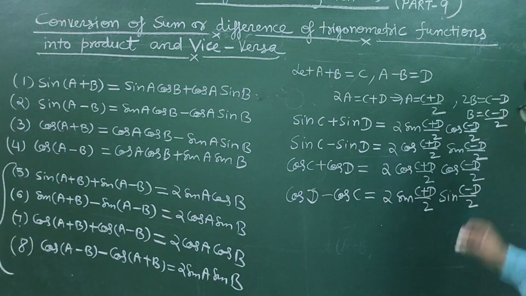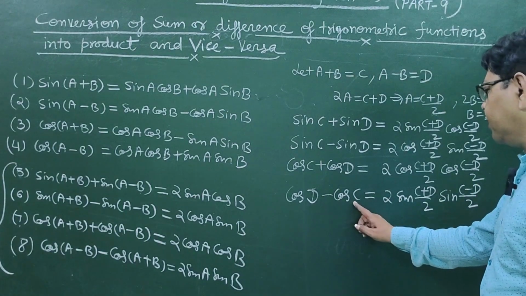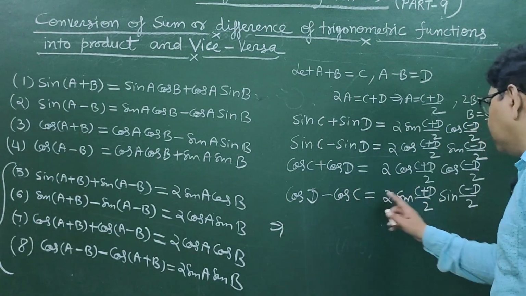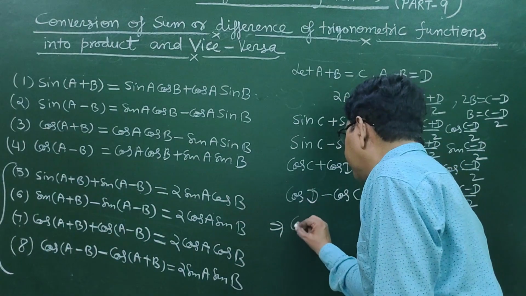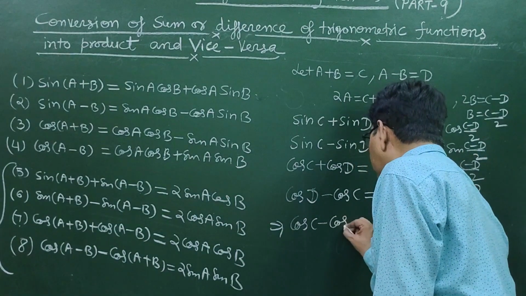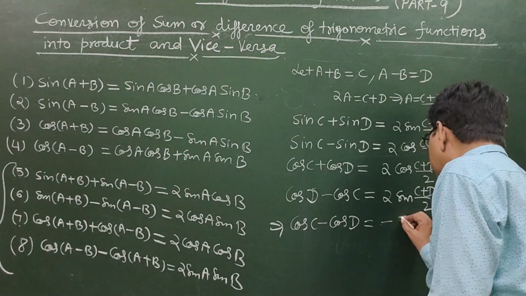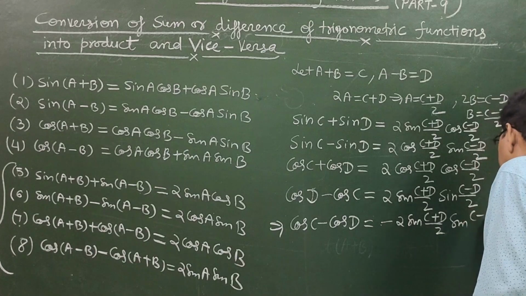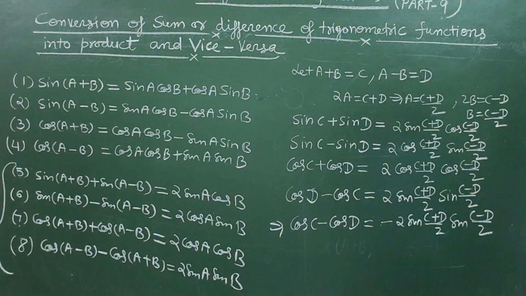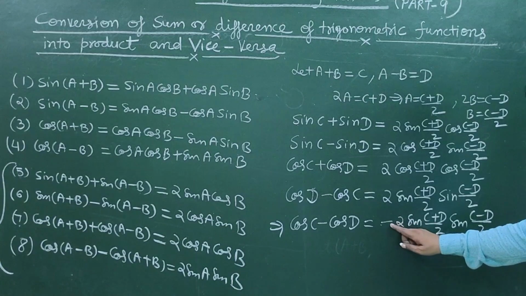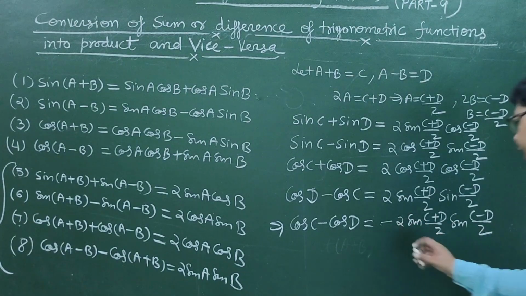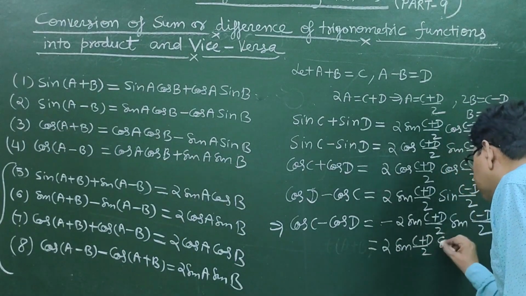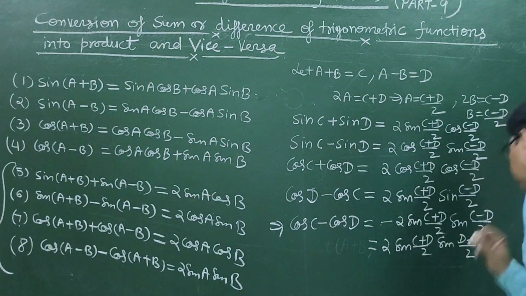upon 2. Now if we take the angle c in the beginning, means if we take the minus sign common and transfer that sign to the right hand side, we can write cos c minus cos d is equal to minus 2 sin (c plus d) upon 2 sin (c minus d) upon 2. If you want to adjust this negative sign, then this is also equal to 2 sin (c plus d) upon 2 sin (d minus c) upon 2.